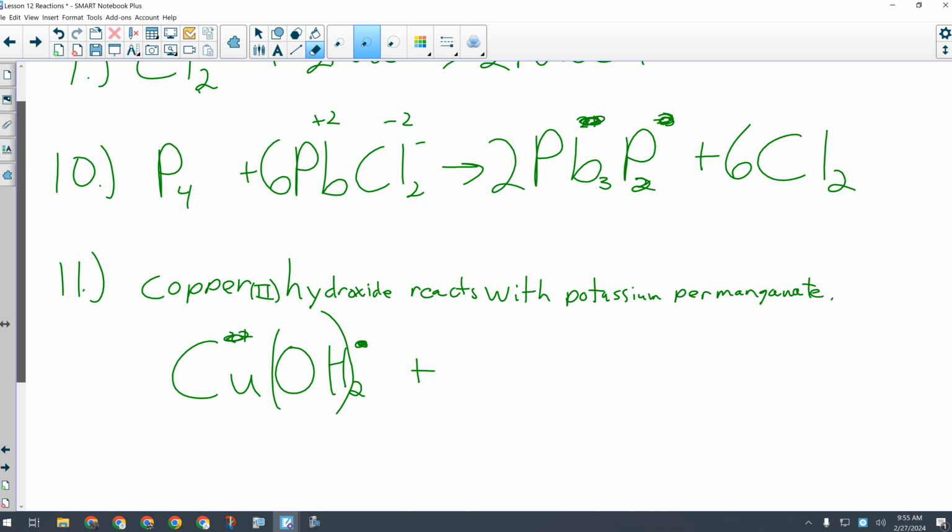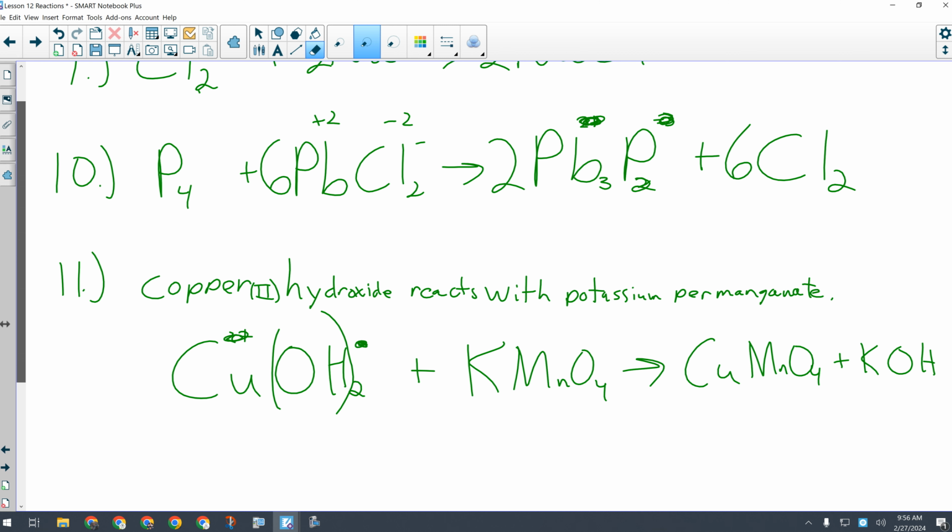Okay, reacts with potassium permanganate. That's KMnO4. It's a double replacement reaction, so the metals will swap. Copper will end up with permanganate, MnO4, and potassium will end up with hydroxide. That's dropped and swapped correctly. No brackets required. This one needs brackets, a 2. Okay, and then we've got to balance the whole reaction. So permanganate needs a 2. That needs a 2. That fixes that, and we're done.